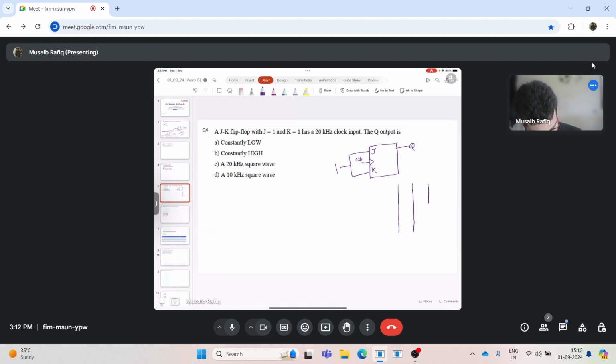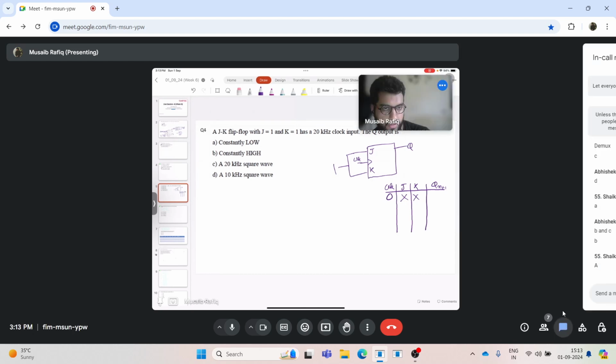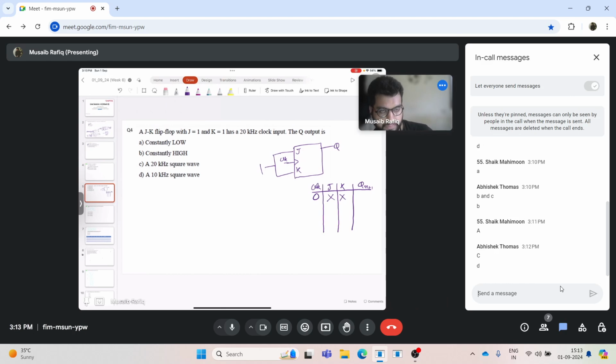This is J, this is K, this is clock, and this is Qn plus 1. When clock is 0, I don't care about the inputs. When clock is 0, I don't care about the values at the input. Can anybody tell me what will be the output Qn plus 1 equal to? When clock equal to 0, my JK is having a don't care condition. What will be Qn plus 1 equal to?